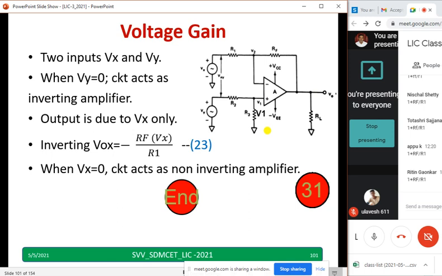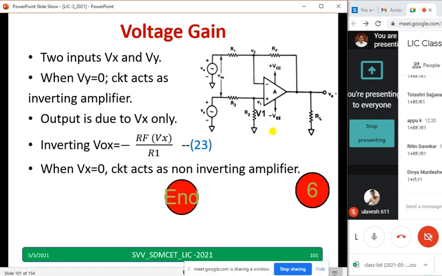Nishchal Shetty, correct. I want total V0 dash equal to, what is that? 1 plus RF by R1 into what? Can you type? Divya, Ritin, Apu, all are telling gain only. But I want V0 equal to 1 plus RF by R1 into something. What is that? Is it Vy or something else?